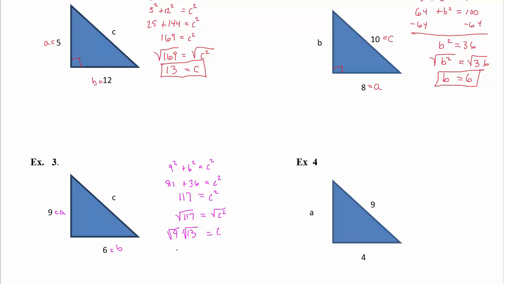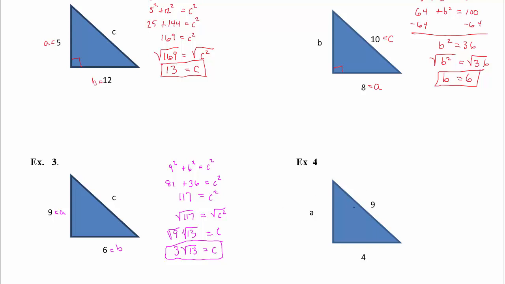And since we can take the square root of 9, our final answer is 3 square roots of 13 equals C. We always want to give what's called the simplest radical form answer, which is not the square root of 117, it's 3 square roots of 13.